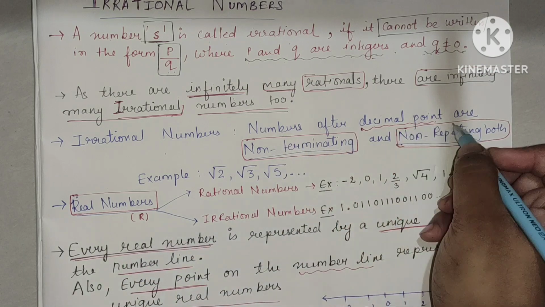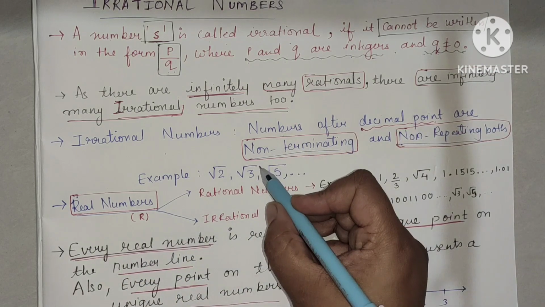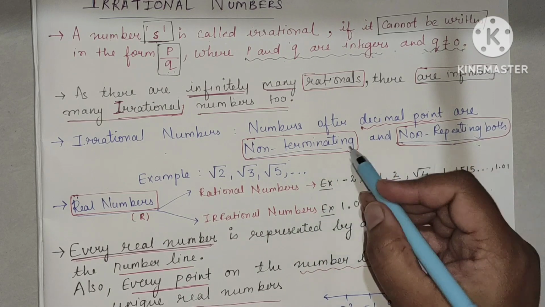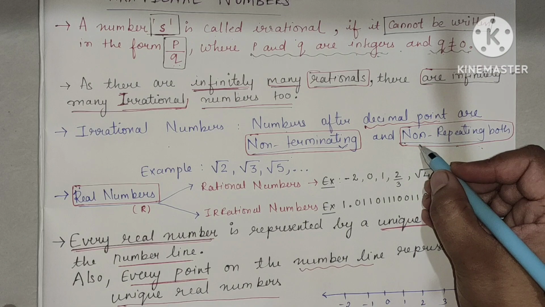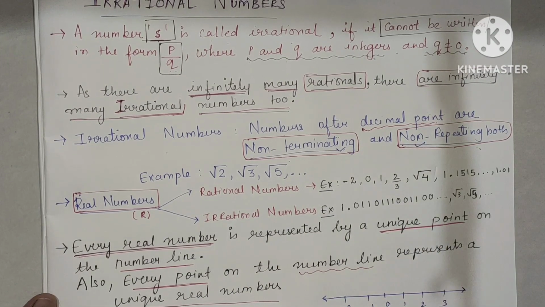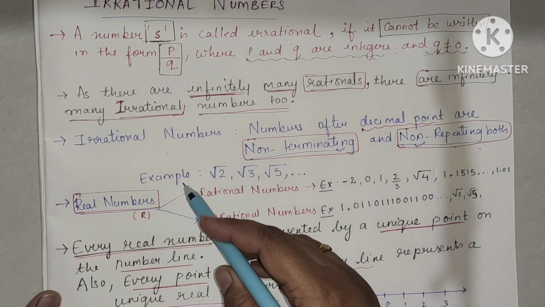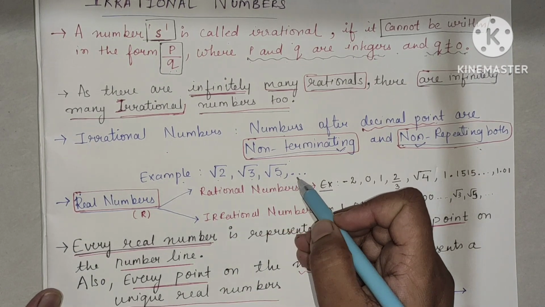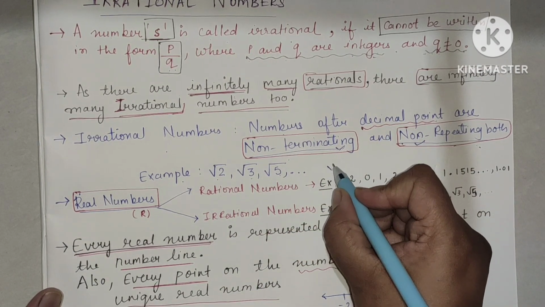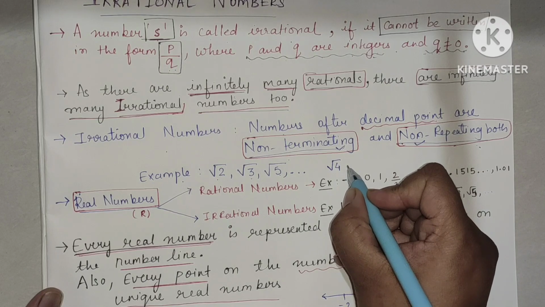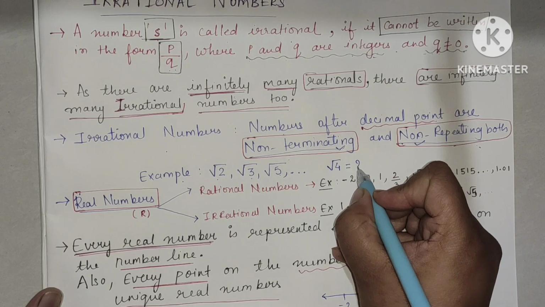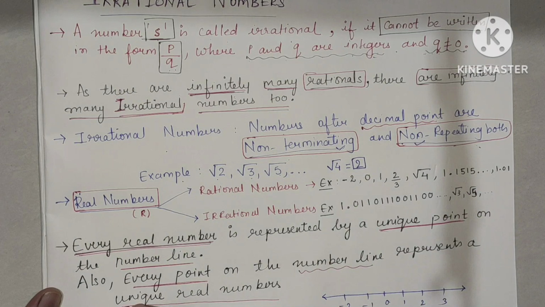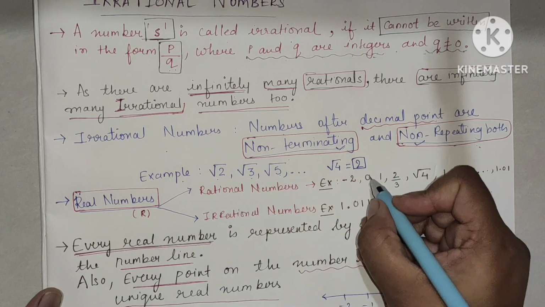The numbers after the decimal point are non-terminating and non-repeating. Both conditions should be satisfied. Here examples are √2, √3, √5 and so on. Why is √4 not? Because √4 is a perfect square, the square of 2.